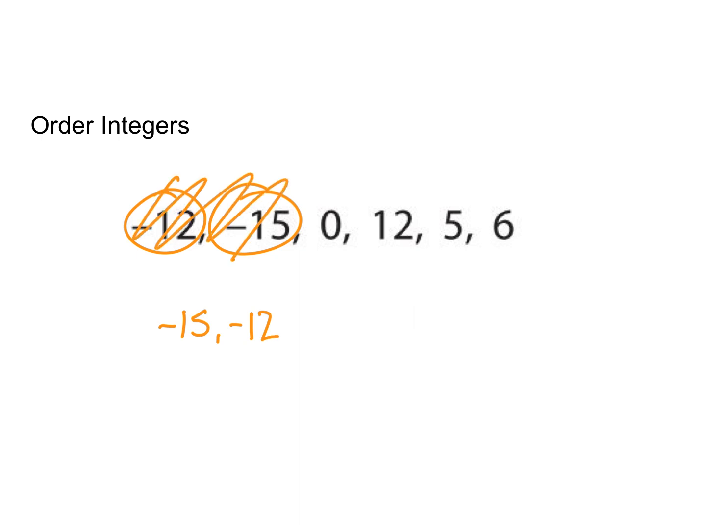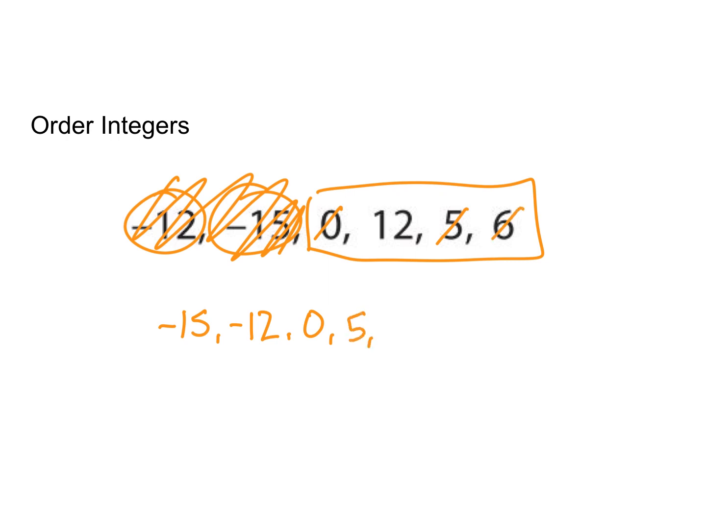Okay, so now that I'm done with my negatives, all I have to do is look at these numbers, and you've done this since you were little. Put them in order from smallest to largest. So 0, 5, 6, and 12.